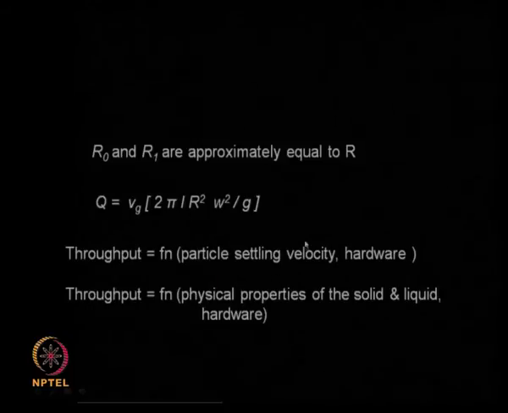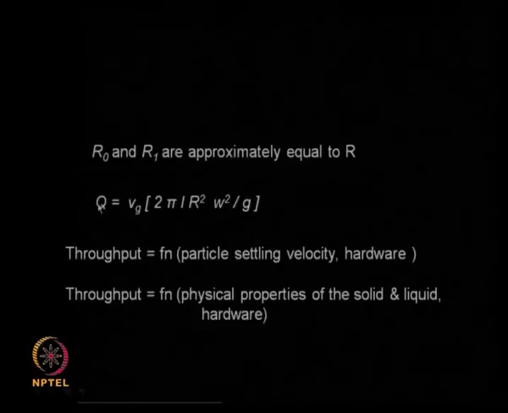Now as you know, settling velocity is a function of the physical properties of the solid and the liquid, like the diameter of the solid, the density of the solid, the density of the liquid, and the viscosity of the liquid. I talked about it a couple of classes back: terminal settling velocity is based on Stokes law. So the throughput through this particular centrifuge is a function of the particle settling velocity, which is a function of physical properties of the solid and liquid, and the hardware and the operating conditions of the centrifuge. Very simple, we can say.